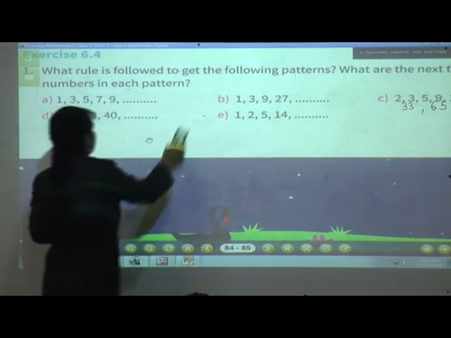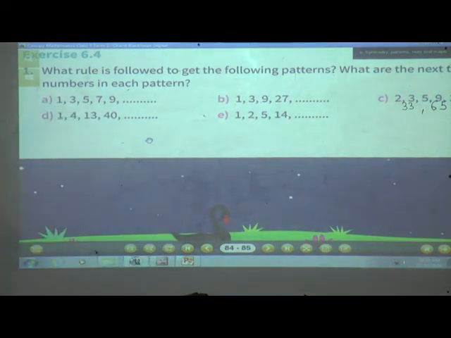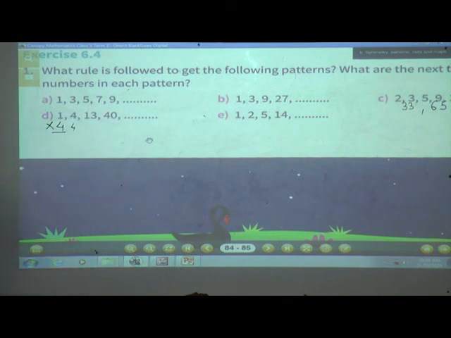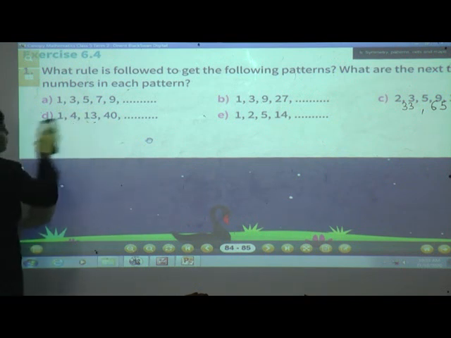What can you see? Think. Yes, students, tell me the answer. See, if you multiply 4, here it will come 4. But again if we multiply it by 4, what will come here? It will come 16. But here the answer is 13. So this pattern will not match here.